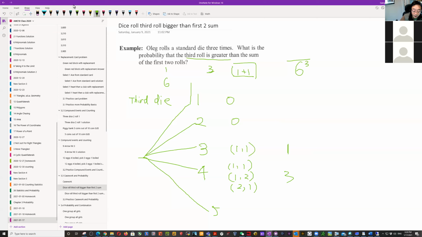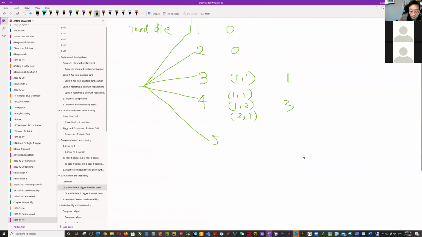And if you do 5, then all those 3 will work. So all 1, 1 will work for rolls 3, 4, 5, and 6. So basically it all works. But we're trying to count, so basically it's 3 plus. We're trying to find out all the compatible ones.